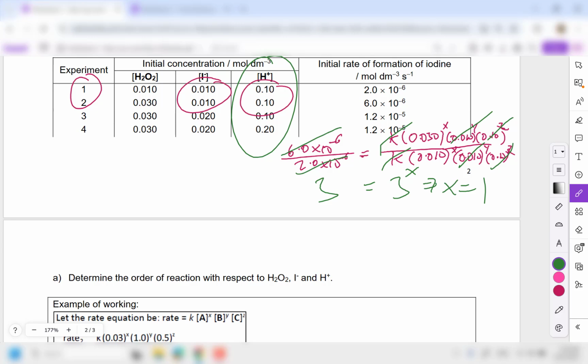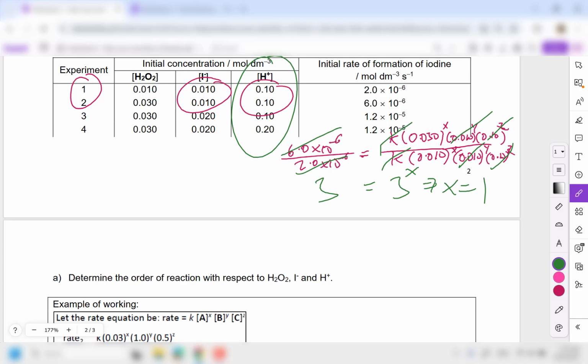Okay, so I'm just going to verbalize what you should be looking at. You should write it in this format. Comparing experiment 1 and 2, when the concentration of H2O2 is tripled from 0.010 to 0.030, keeping the concentration of I minus and H plus a constant. Yeah, this is a very important statement. You need to highlight that the concentration of I minus and H plus are kept a constant. Then after that you mention that the initial rate of formation of iodine tripled as well. So therefore, the order of reaction with respect to H2O2 is 1.